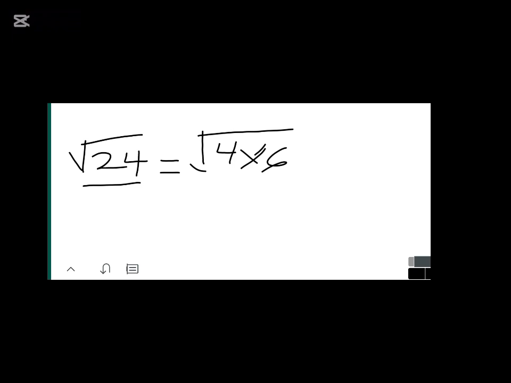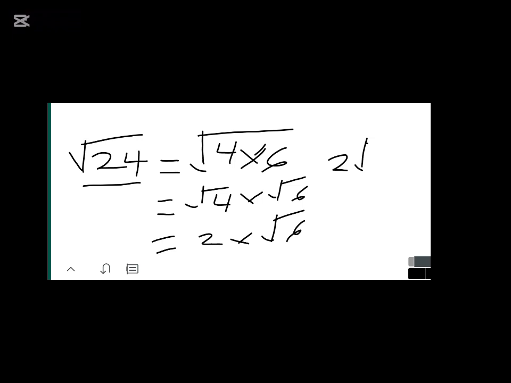After that, we write them differently. Let's write this as square root of 4 times square root of 6. Of course we know the square root of 4, because 4 is a perfect square, and the square root of 4 is 2. Multiplying, the square root of 6 cannot be further broken down, so we keep it like that as square root of 6. So our answer for square root of 24 is 2 square root of 6. That's our answer for square root of 24.